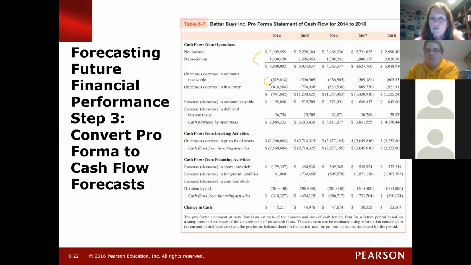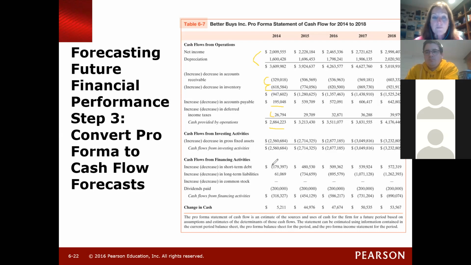You have it increase, you're looking at the change from 2013 to 2014, what happened to your inventory account, it's an increase. To get to your change in your accounts payable, look at your deferred taxes account to get to your cash provided by operations. Then you can look at your investing and financing activity. Now the book tells you to do this as step 3.